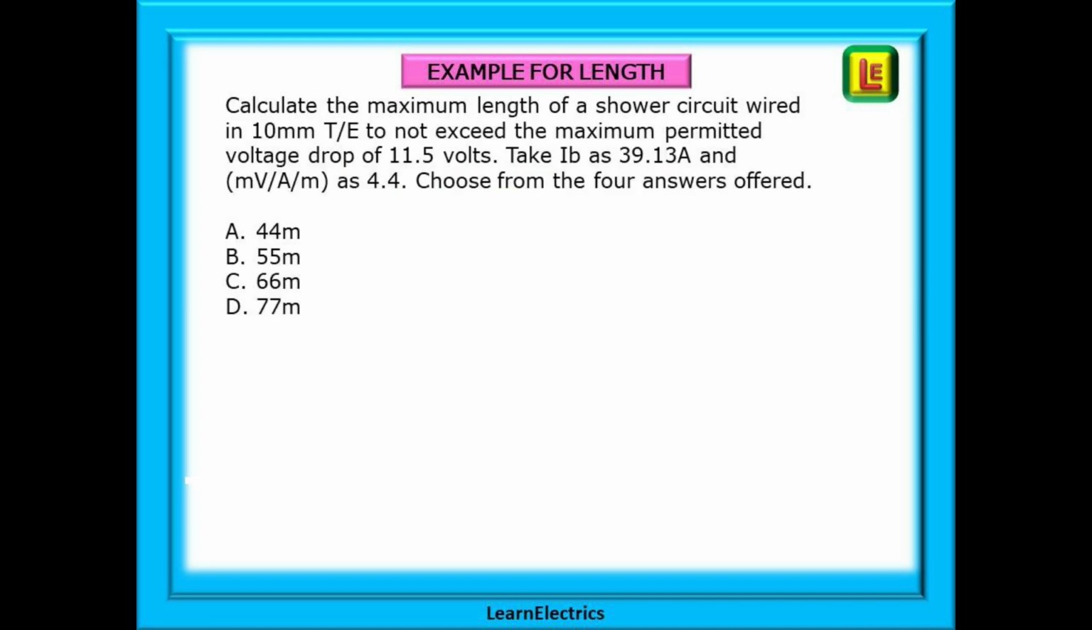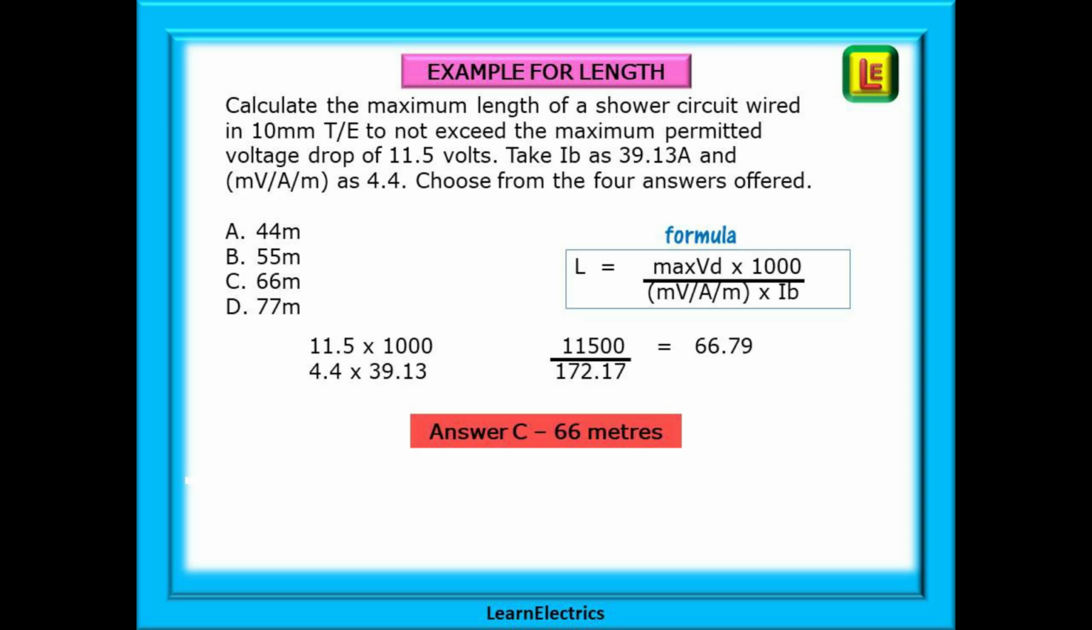Begin with an example calculation. Calculate the maximum length of a shower circuit wired in 10mm twin and earth to not exceed the maximum permitted voltage drop of 11.5 volts. Take IB as 39.13 amps and MVAM as 4.4. Again, it is just a case of inserting our given numbers into the formula.